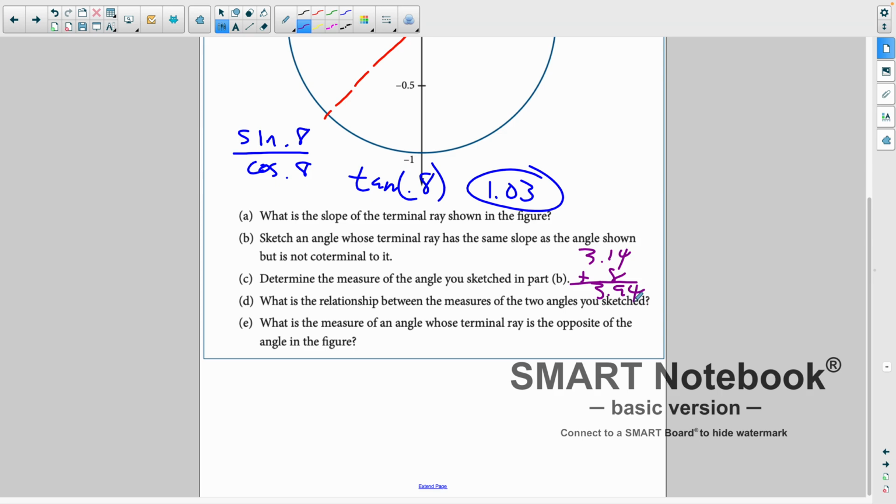So part D says, what's the relationship? Those measures differ by the period, which is pi, or 180 if you had an example that was in degrees. Okay? All right, last problem here. What is the measure of an angle whose terminal ray is the opposite slope of the angle in the figure? It's missing the word slope there. See, we want the opposite slope. So what kind of slope do we want? Negative slope. So draw where the negative slopes are.